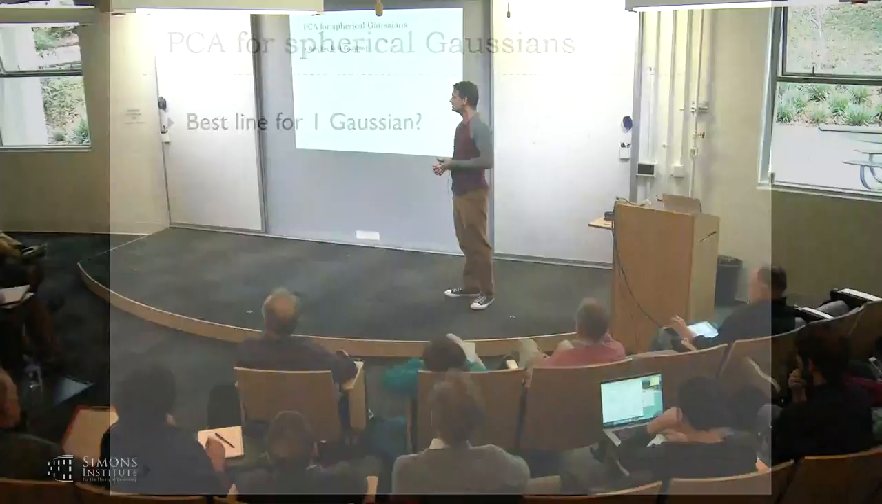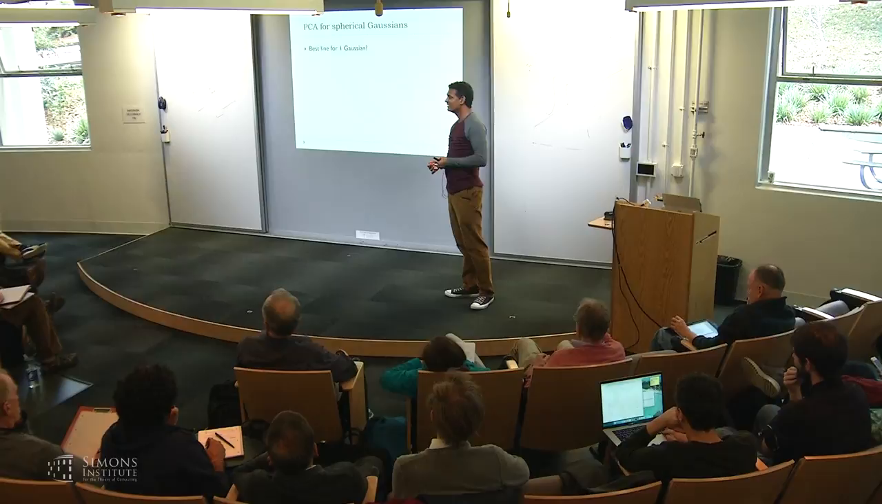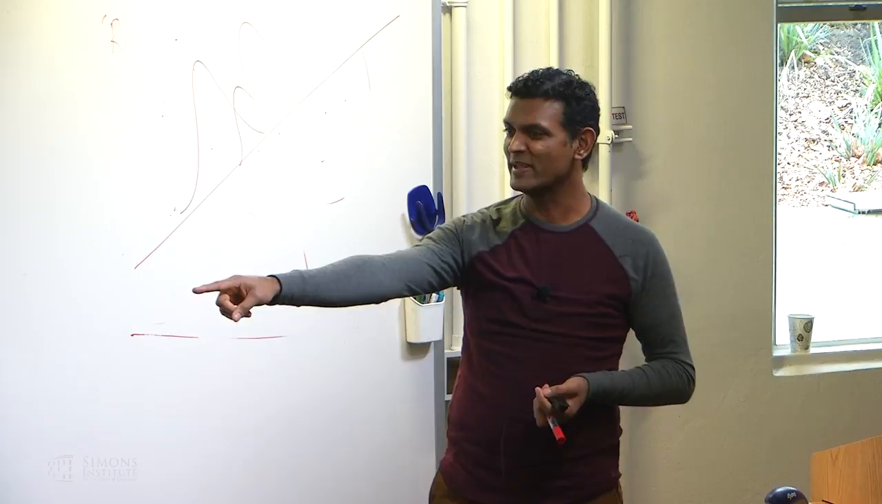Since Christos didn't use any of his proof credits, I'll do a proof. Okay. So if I had just one Gaussian, what would be the single best line? I have one Gaussian in space somewhere, and I want to find the single best line, the line that minimizes the sum of squared distances. What will it be? It will be the line through its mean, right? Just by symmetry, it's a spherical Gaussian. It'll be the line through its mean. Great.